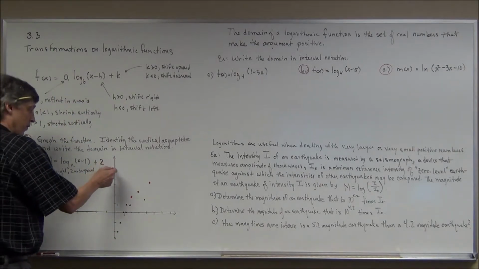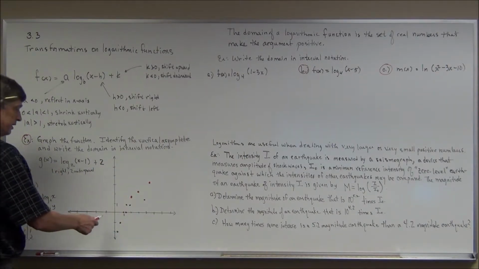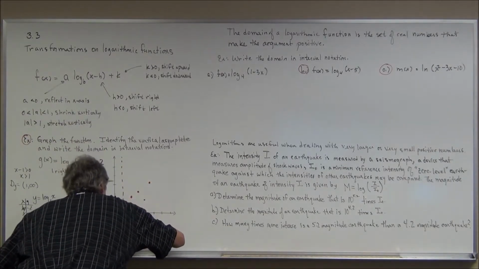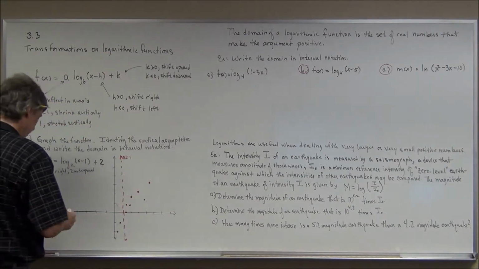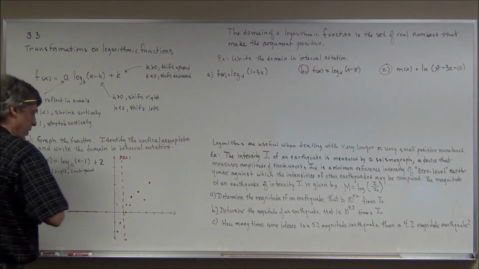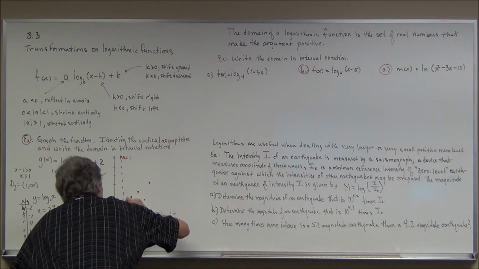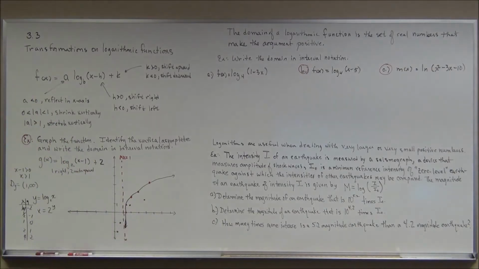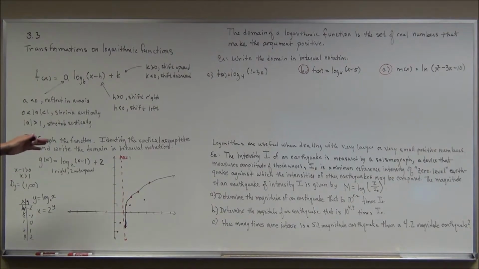Now remember, the vertical asymptote for the one in brown was the y-axis. So in this case, it's shifted over 1. My vertical asymptote would be the line x equals 1. And my graph, through those red points in black here, would look like this. Now that's a little awkward there, and hopefully you can see that okay. It's going to get closer and closer to the vertical asymptote of x equals 1.